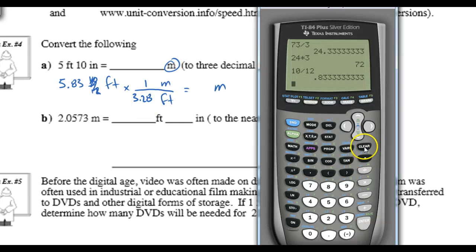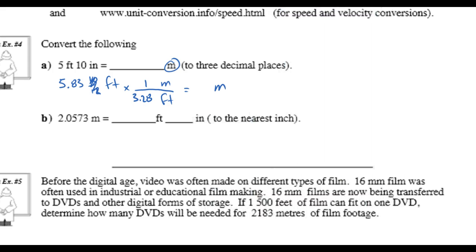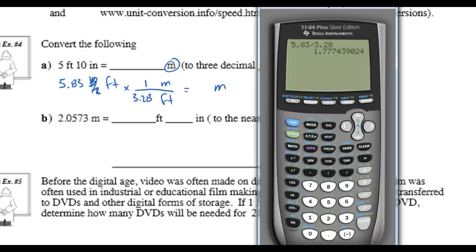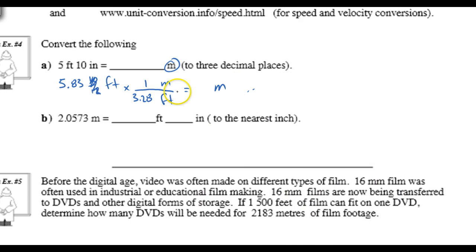So 5.83 divided by 3.28, I get 1.78. 3 decimal places, let me do that correctly. So 3 decimal places would be 1.777. Let's check if our answer makes sense.